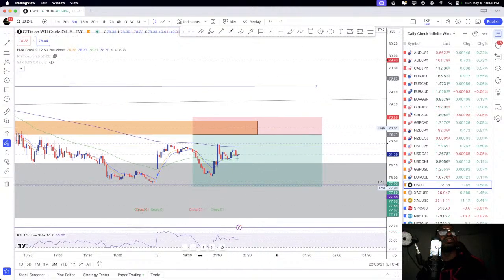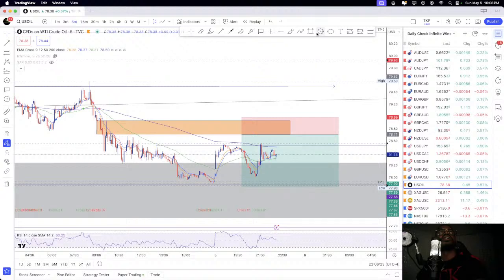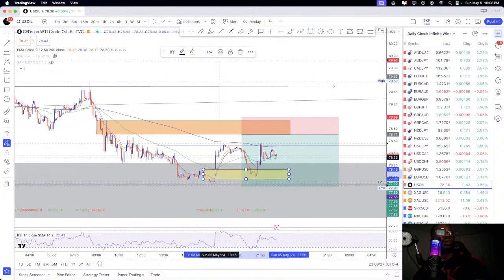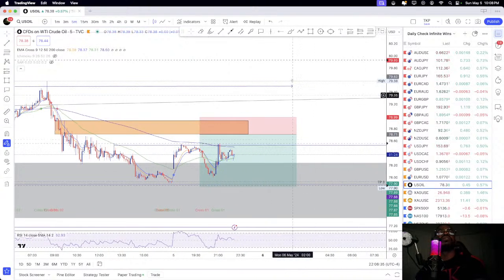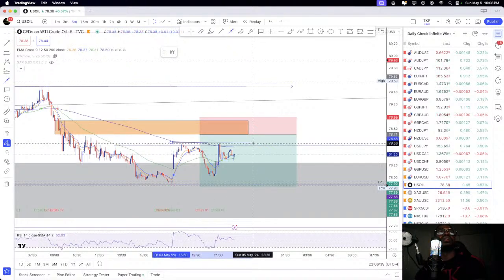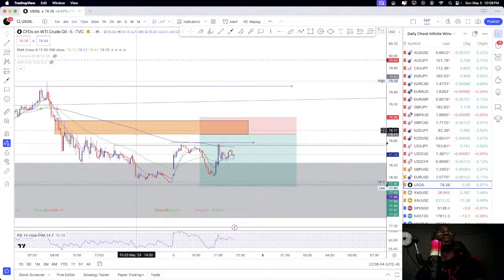Let's see. Yeah, but this was solid for price to pull back and fill that gap and reject like this. So if we do get a higher high from this area, we can see a deeper pullback on U.S. oil.